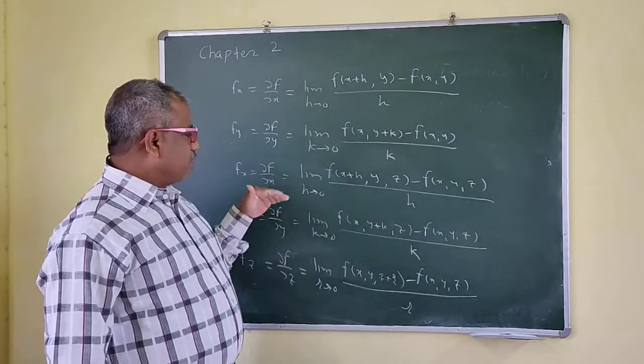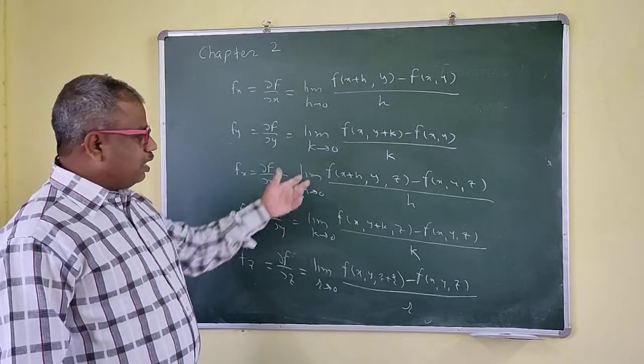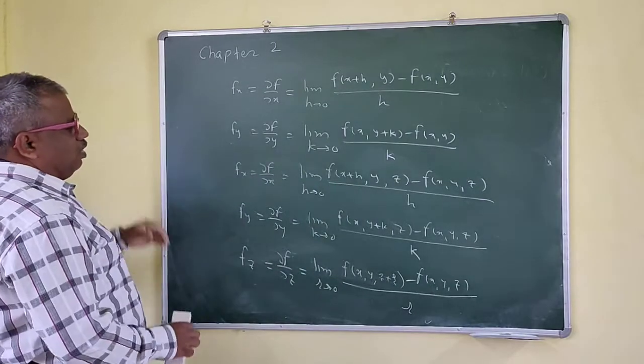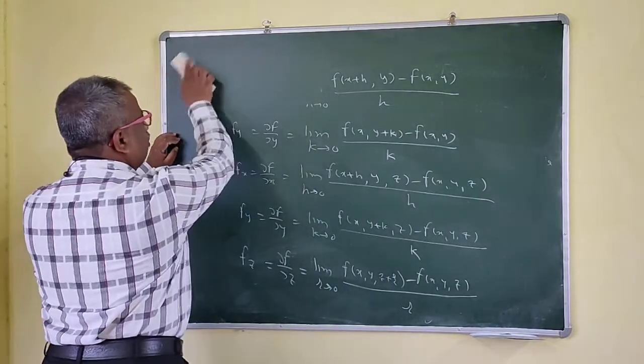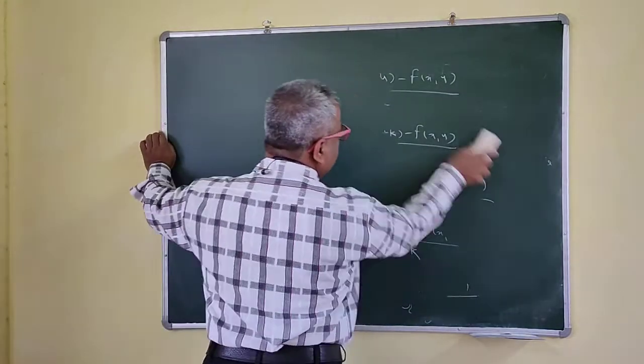If you want to find the partial derivative with respect to x, y, z at a particular point, just write x, y, z as that particular point. This is the general formula. You should remember this. Okay? So with the help of this one, you have to find the partial derivative at a particular point.